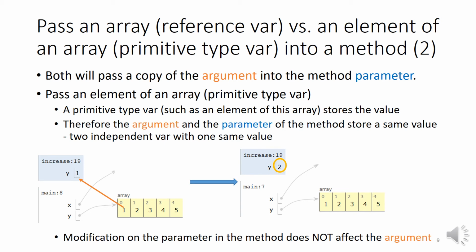To summarize, a primitive type argument is not affected by changes to a corresponding parameter in a method call. A reference type argument, such as an array, changes if a corresponding parameter is modified in a method, as they point to one same object.